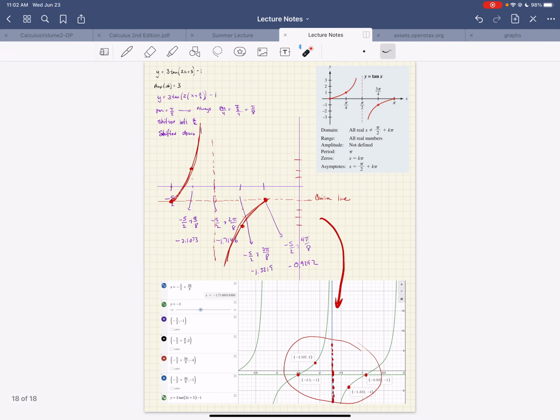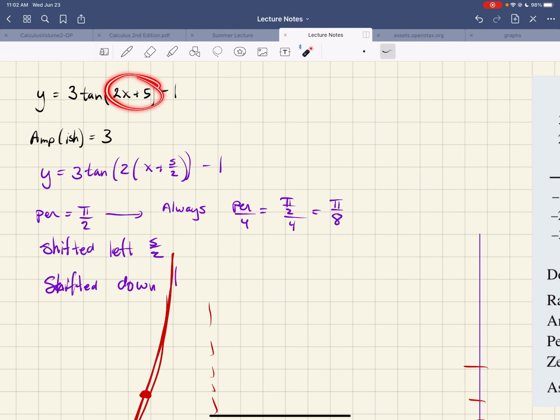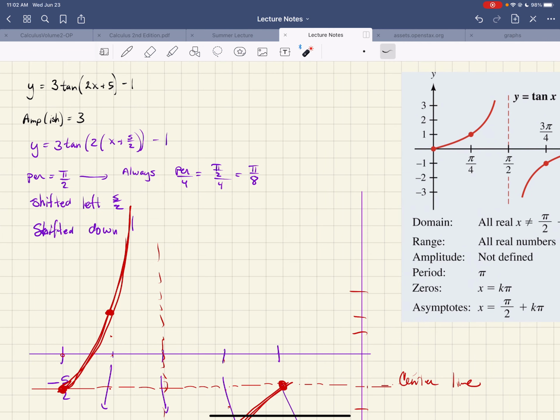So in this one, there is no pi on the inside. And so again, the amplitude, it says it's not defined. So we have an amplitude-ish, and it's 3. And so there it is right there. Next thing I do is strip the 2 off. We divide by 2 and divide by 2. That's how we get the 5 halves. And then the minus 1 stays. So then the period here is pi.